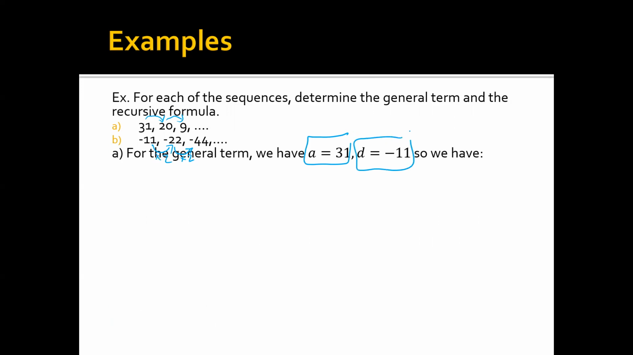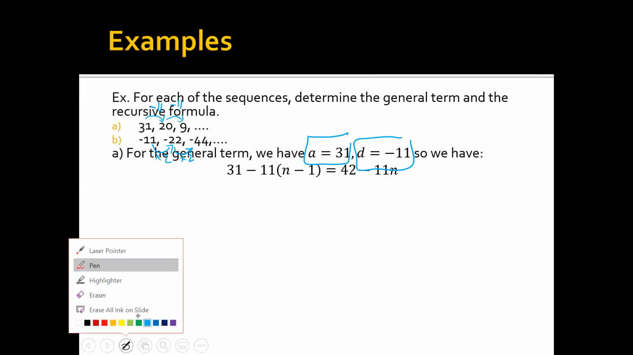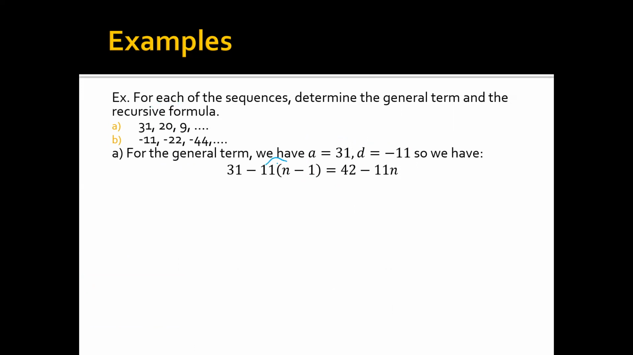So again, the common difference is -11 because we're subtracting 11 each time to get to the previous value. I write that out as 31 minus 11 times (n minus 1), or if I expand the brackets, I get -11 times n, and -11 times -1. This ends up giving me 31 minus 11n plus 11. And of course, 31 plus 11 is 42.